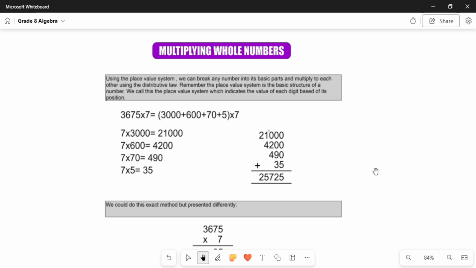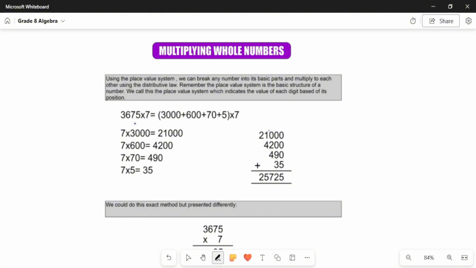Right, now we will talk about multiplying whole numbers together. Yet again, we are using the place value system, which breaks down numbers into their basic parts. But now, instead of adding or subtracting these numbers together, we're going to make use of the distributive law. And so let's take an example here. Let's say that we have 3,675 multiplied by 7.